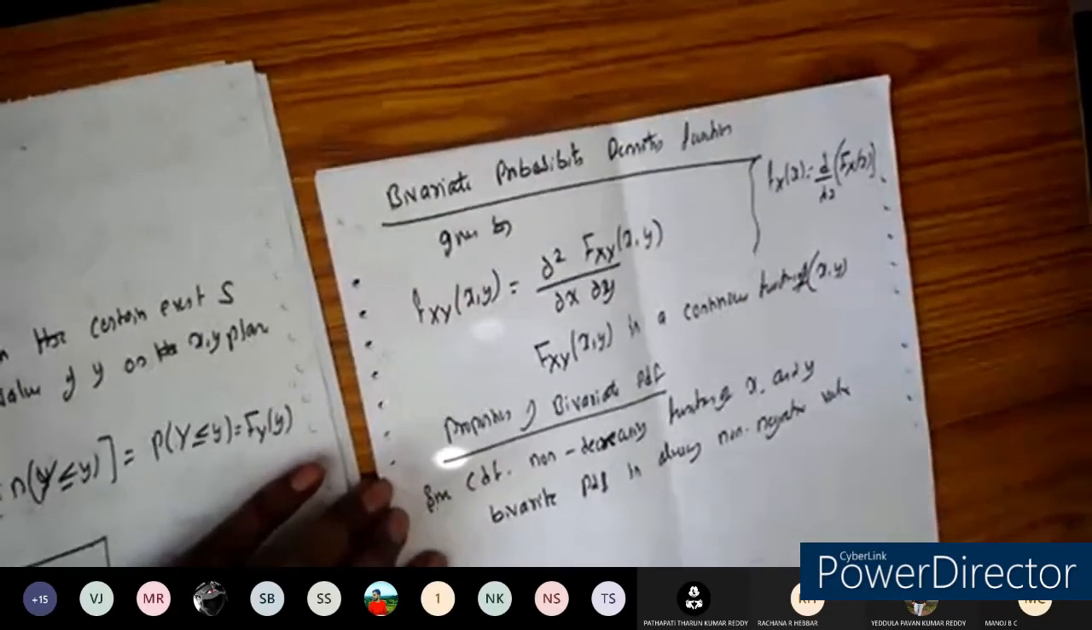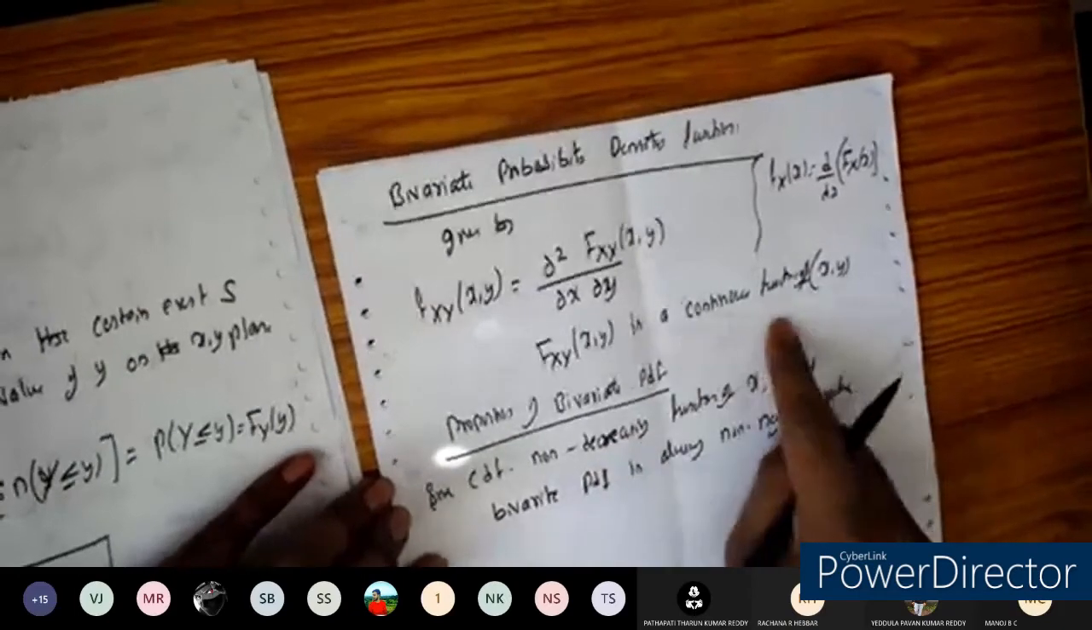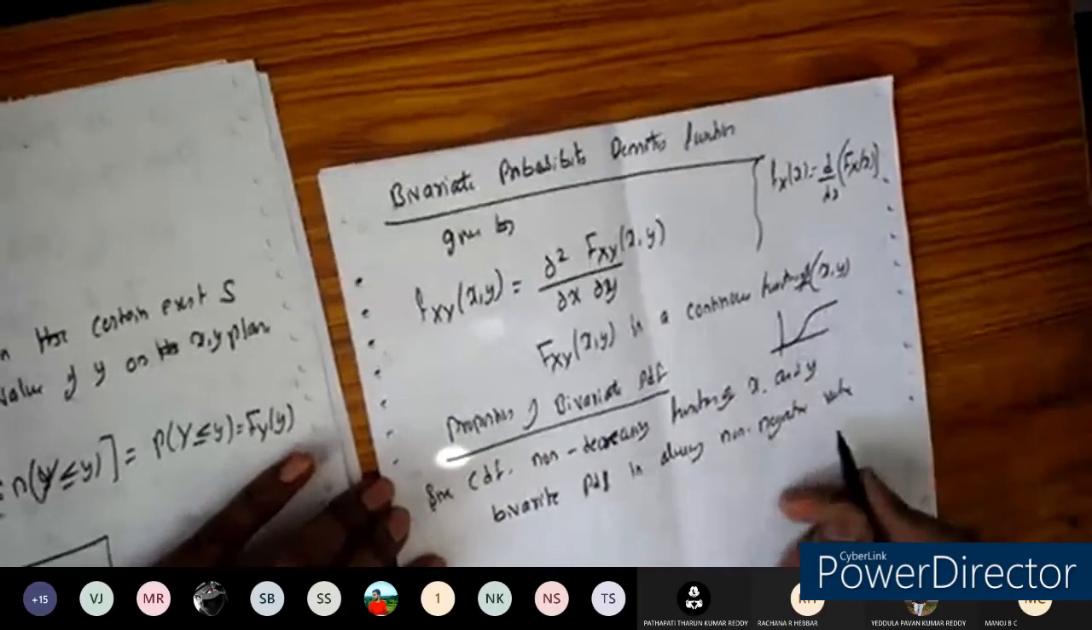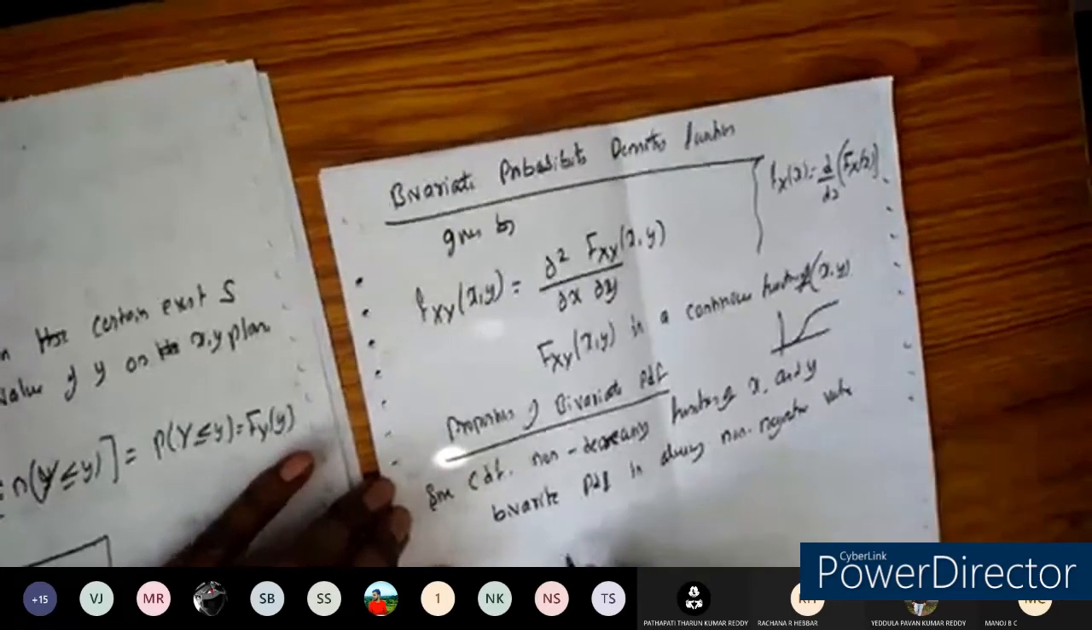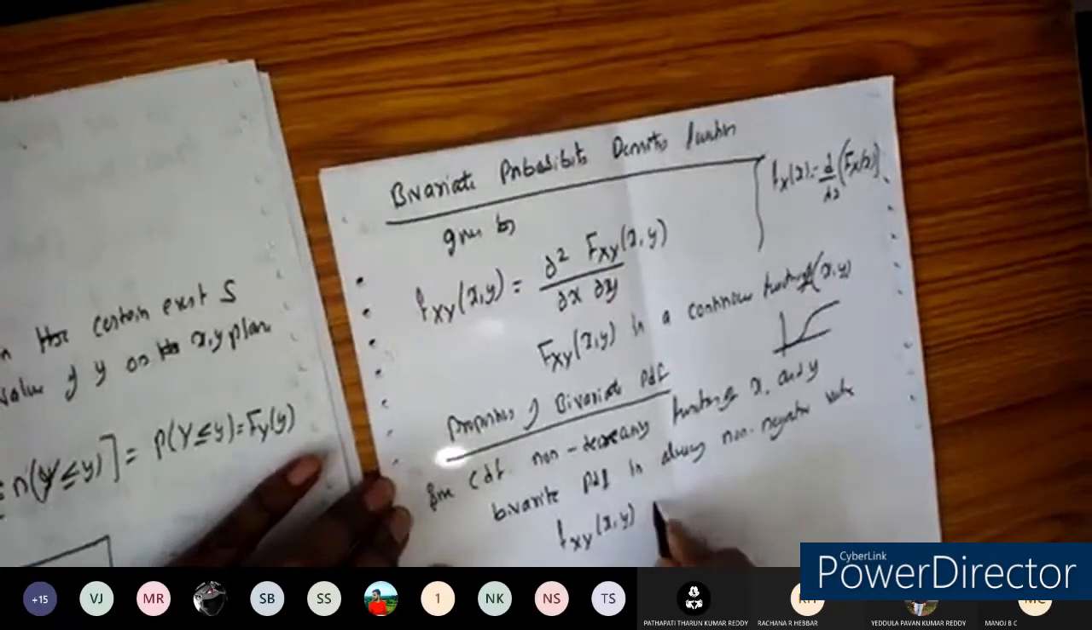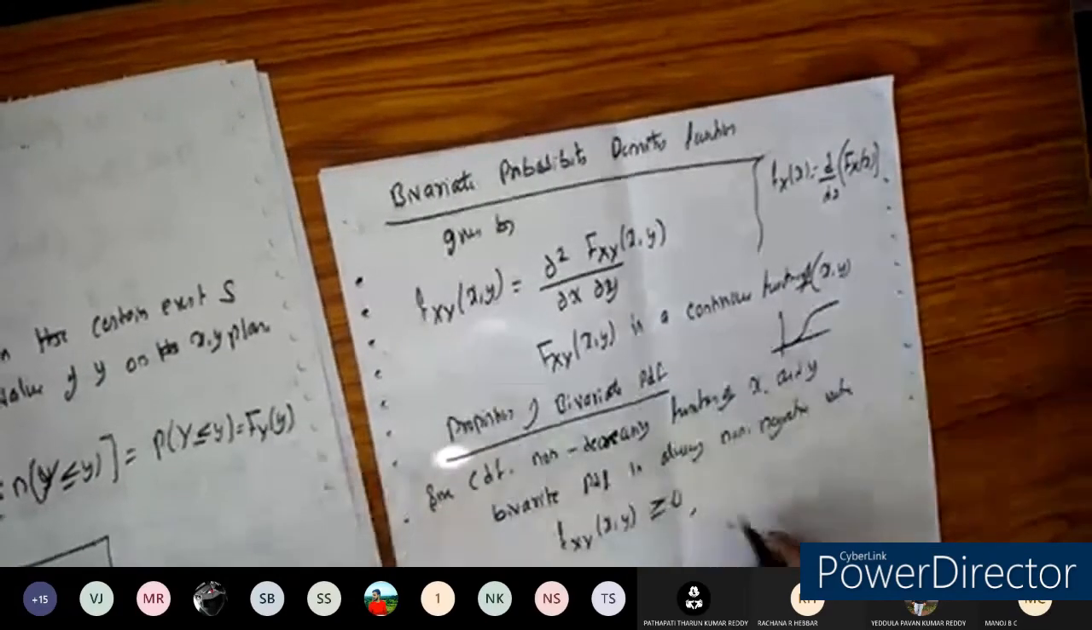Always it's a non-negative value. Since the CDF is a non-decreasing function, we have already seen this property of the single-variable CDF. So the PDF is also non-negative. We can define it like this: f_XY(x, y) is always greater than or equal to 0.